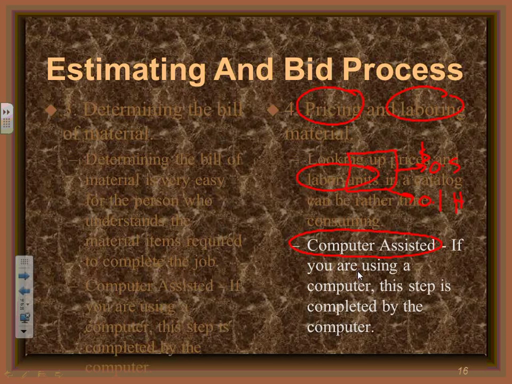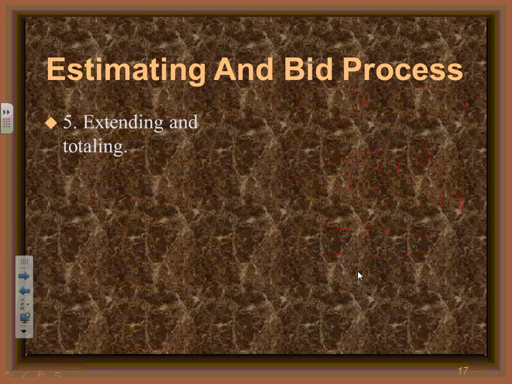In an Excel sheet that I gave you guys, you have to always ask yourself. In real software, the nice thing about it, all you have to do is just do the takeoff and everything else will be done, Karen, by what? By the software. Everything else will be done by the software. Okay, pricing and laboring. Moving into the fifth one, extending and totaling.